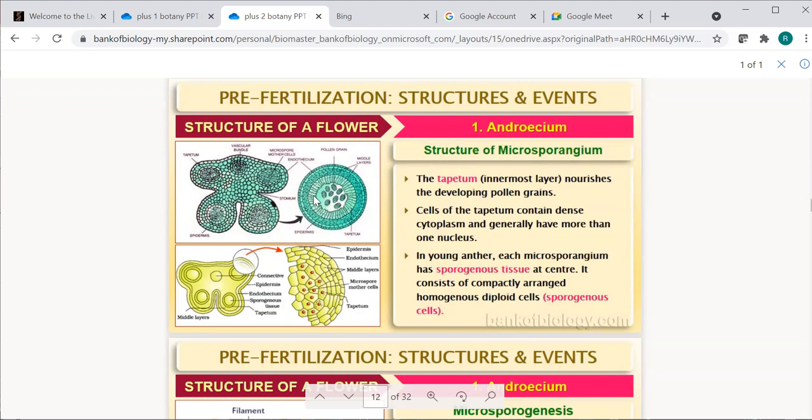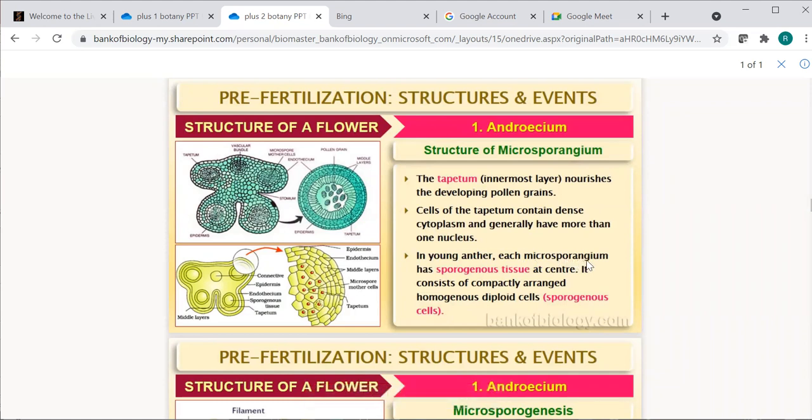इसके अंदर pollen grain develop होता है, isn't it? Anther के अंदर pollen grain gets developed. So tapetum is the one which nourishes the pollen grain. Cells of the tapetum contain dense cytoplasm and generally have more than one nucleus. ये छोटे छोटे डॉट्स दिख रहे हैं आपको, बहुत सारे डॉट्स दिख रहे हैं. That is the cytoplasm and it has more than one nucleus.